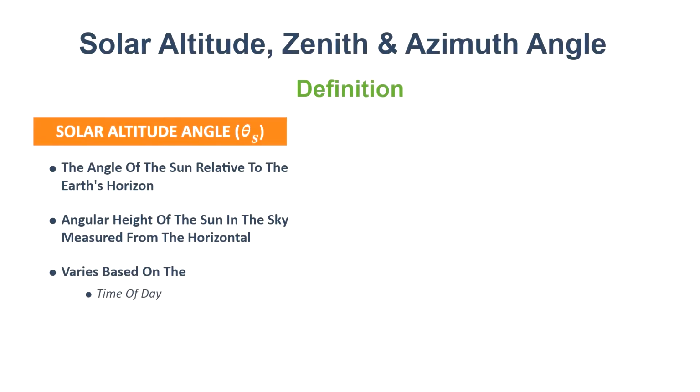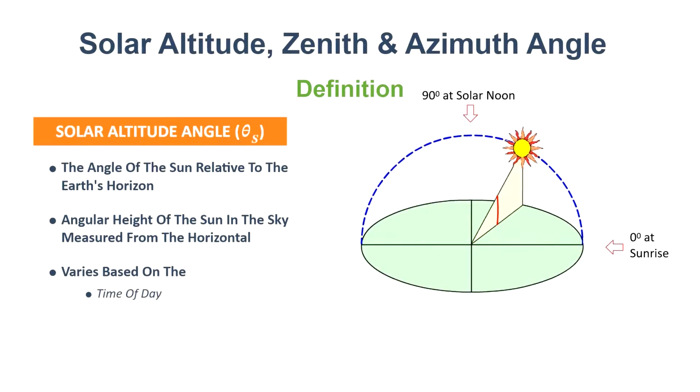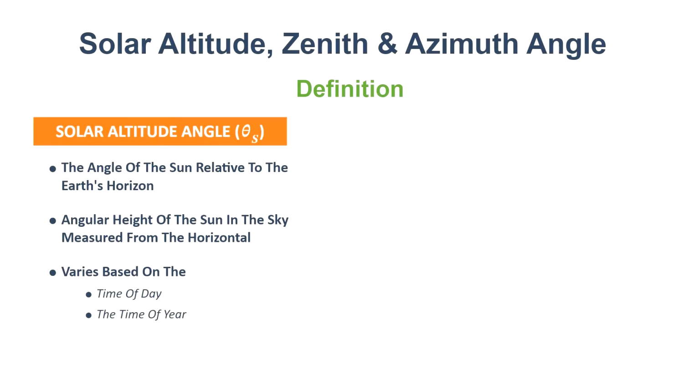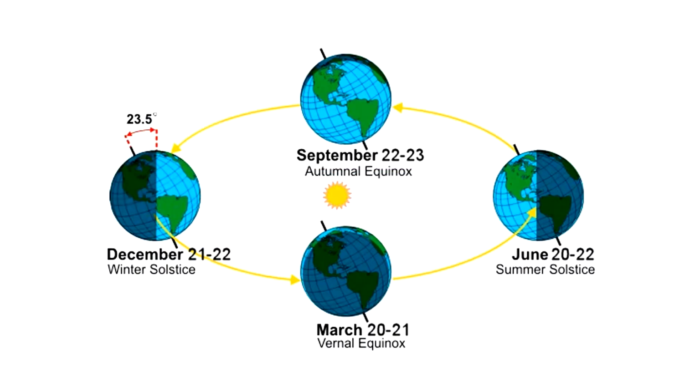The value of the solar altitude varies based on the time of day, the time of year, and the latitude on Earth. The elevation is 0 degrees at sunrise and 90 degrees when the sun is directly overhead. Second variation is because of the change of time throughout the year. The Earth progresses through its seasons because its north-south axis has a 23.5-degree tilt. During the summer, the solar altitude will be at its maximum. And during the winter, the solar altitude will be at its minimum.